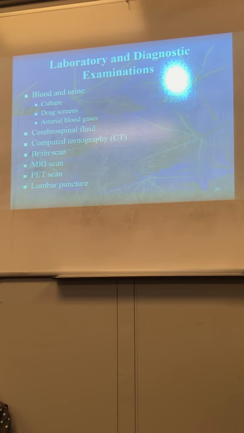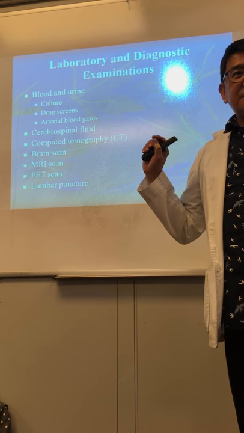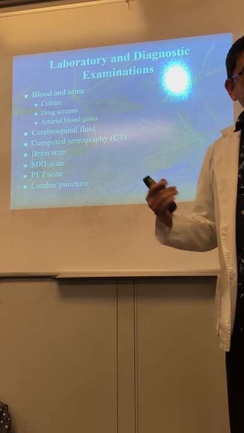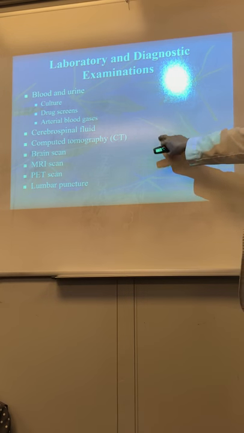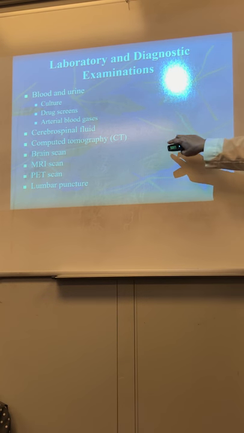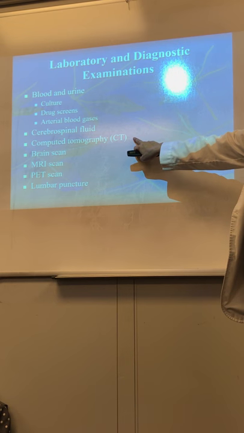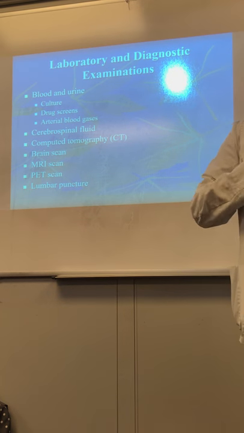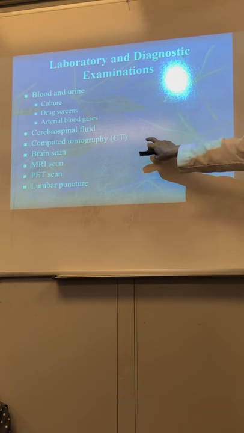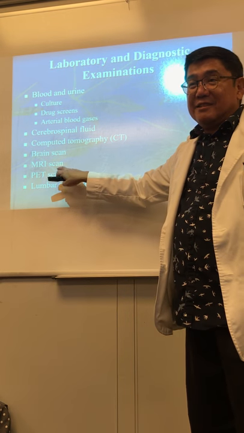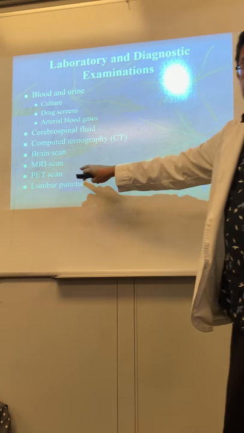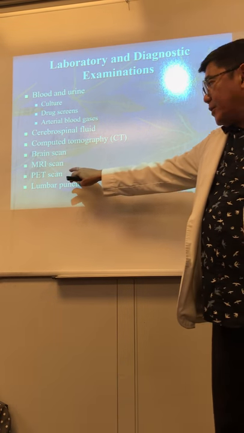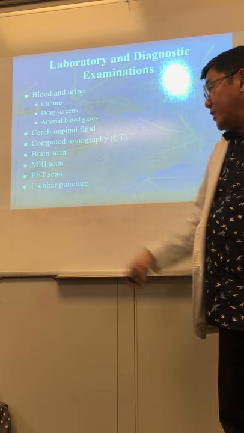How do you obtain the CSF? By going into the subarachnoid space. What procedure? Lumbar tap, or spinal tap. And CT, we've been through this before, right? A CT scan has radiation. It's basically an X-ray, but you are able to slice the images. MRI, magnetic resonance imaging, has no radiation involved. It's magnets. A brain scan also involves radiation. PET scan, positron emission tomography, will also involve radiation.